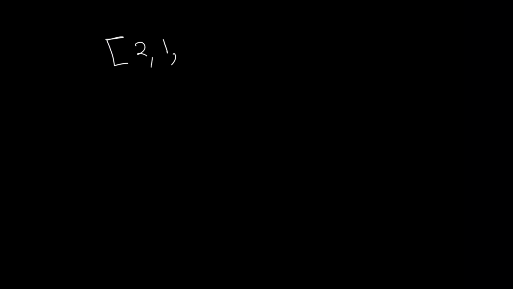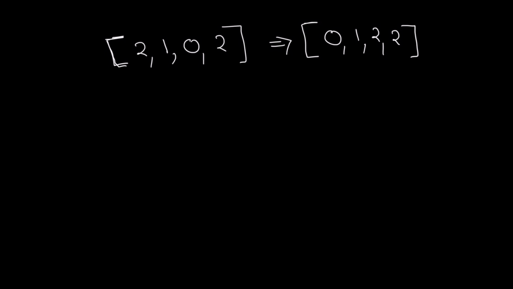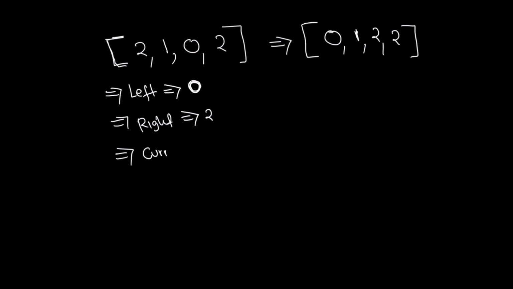So let's say we have an array of 2, 1, 0, and 2, and we want to go ahead and sort it so that eventually we come up with 0, 1, 2, and 2. So as we can see, we have the numbers 0, 1, and 2. What we can do is divide them using 3 different pointers. In this case, you're going to have a left pointer, which will mostly point to 0, and then a right pointer, which will point to 2. And then we're going to have a current pointer that we'll use to check against the current number.